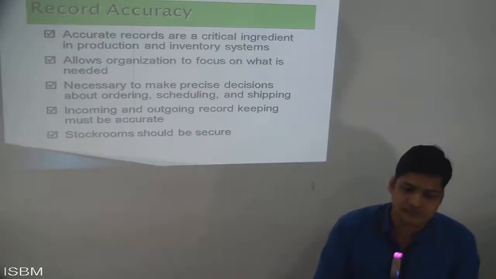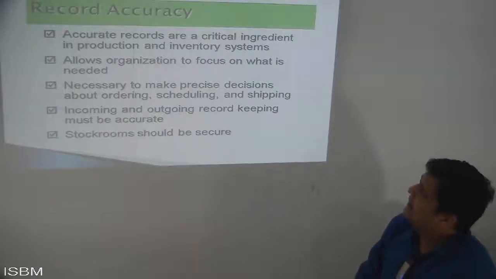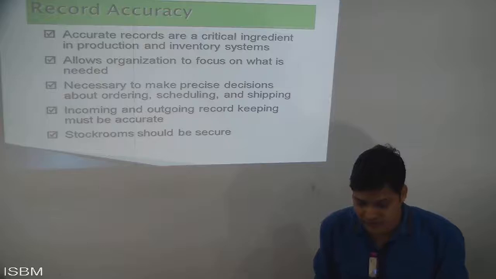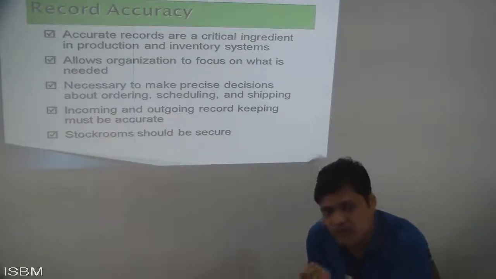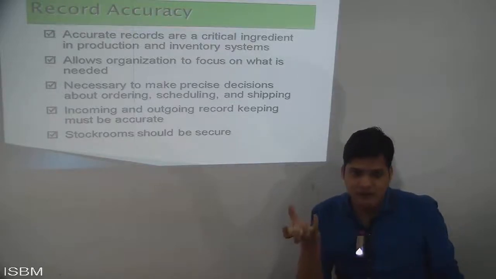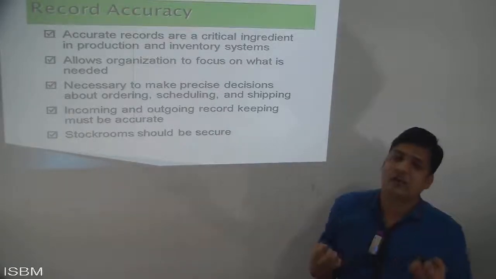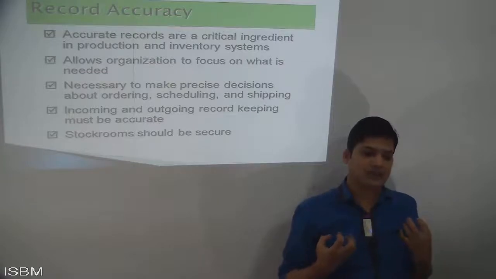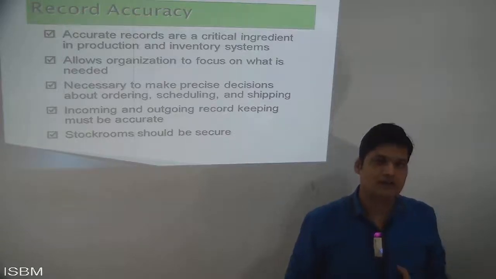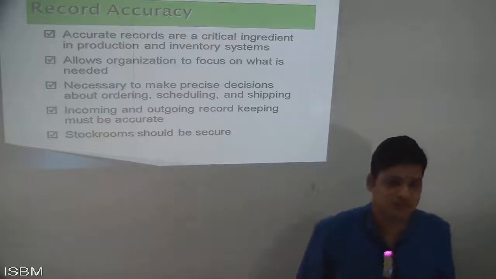Then record accuracy. What exactly is record accuracy? Accurate records are a critical ingredient in the production and inventory system. If we don't have accurate records, there will be a problem. That's why I have told you there is inventory software and production management software through which we can get accurate results. When you get accurate records, it is very easy to understand your system, either inventory or production.